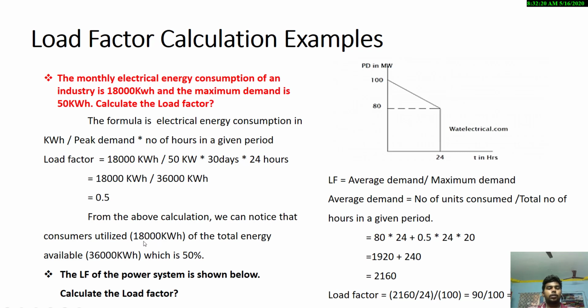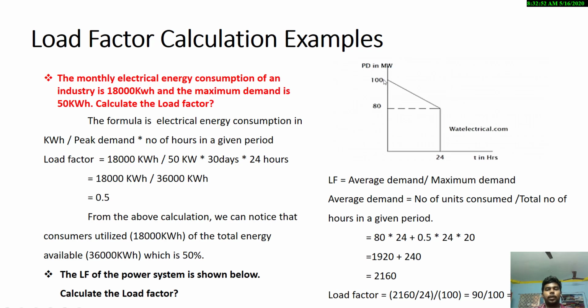You can notice that the consumer utilized 18,000 kilowatt hour of a total available energy of 30,000 kilowatt hour, which is 50%. This is the energy consumption, and the load factor is around 50%. The next example: the load curve of a power system is shown below. Calculate the load factor.